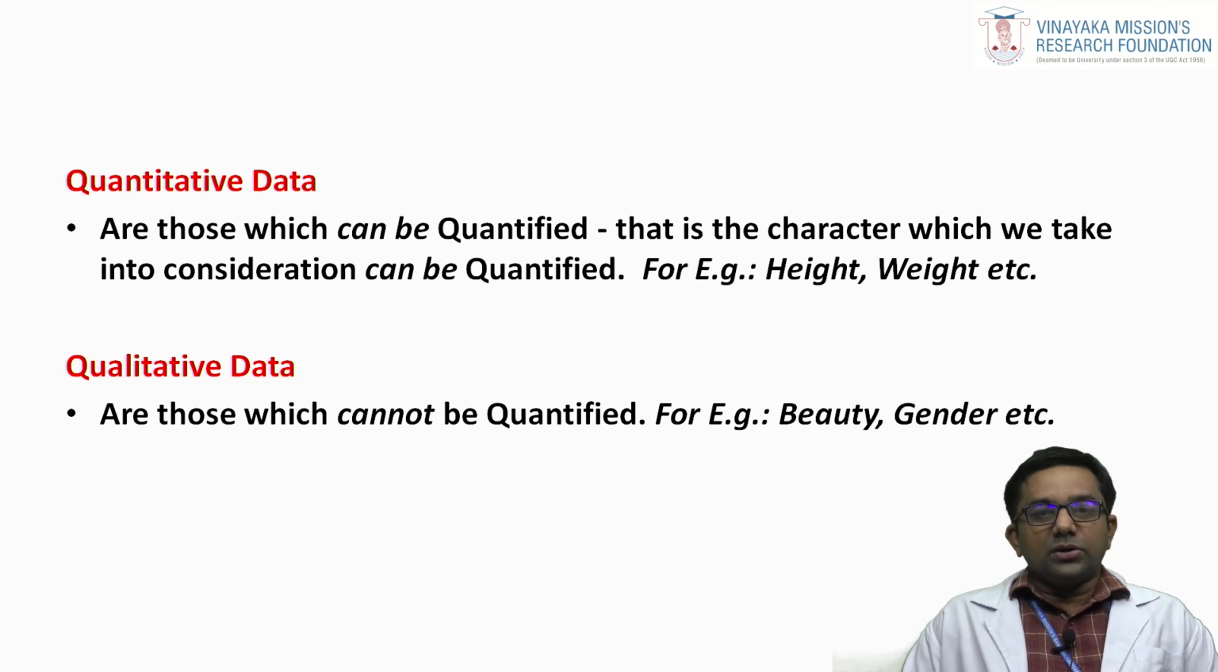Okay. So, qualitative data is nothing but those data which cannot be quantified, that is we cannot give numbers to the values or the data. Example beauty, gender, etc. So, you cannot quantify the particular data. So, that is why it is known as qualitative data.